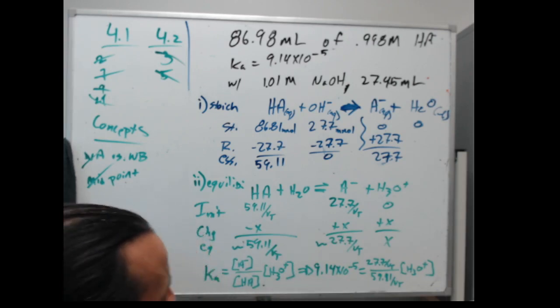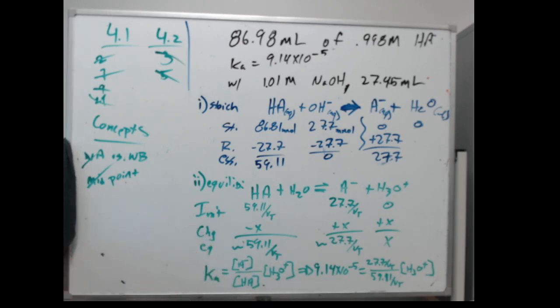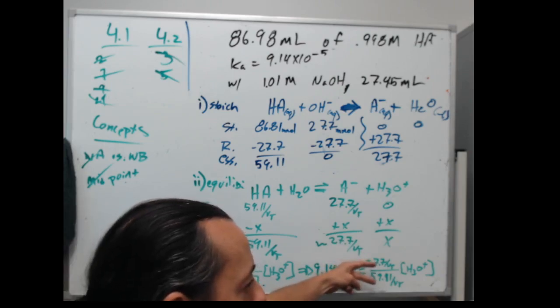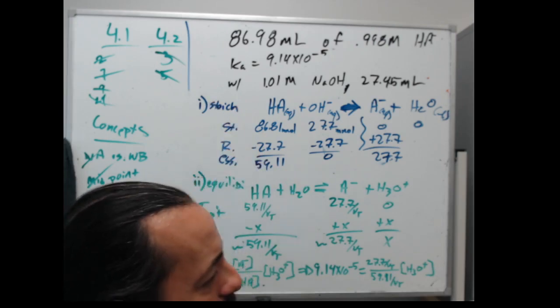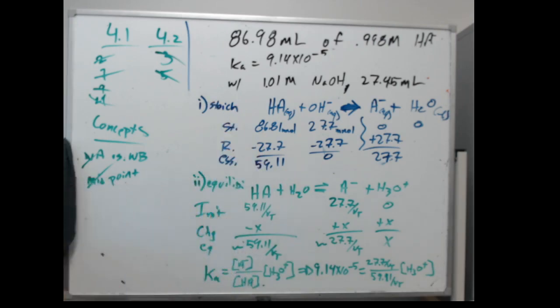But at this point now I just solve for my H3O plus, and my guess is if you flip this fraction over, you get 4.3 instead of 3.6. But let's finish it off. 9.14 times 10 to the minus 5 times 59.11 divided by 27.7.